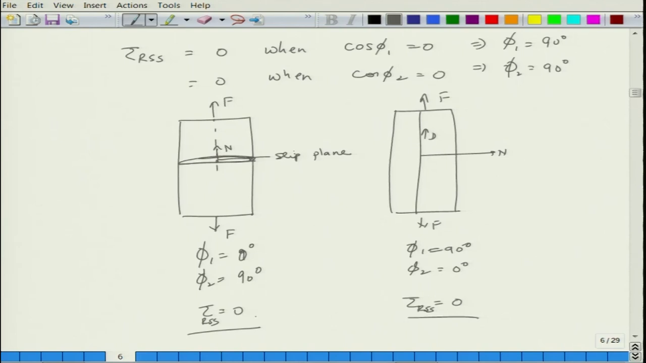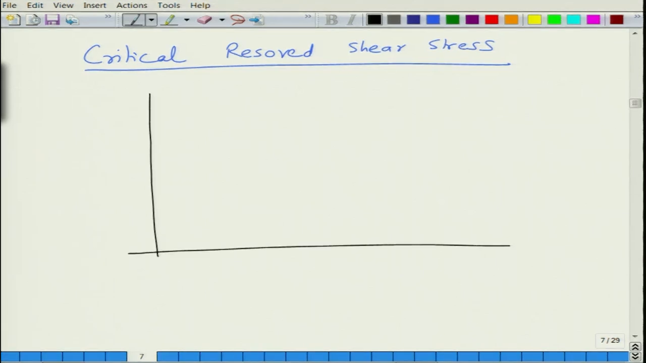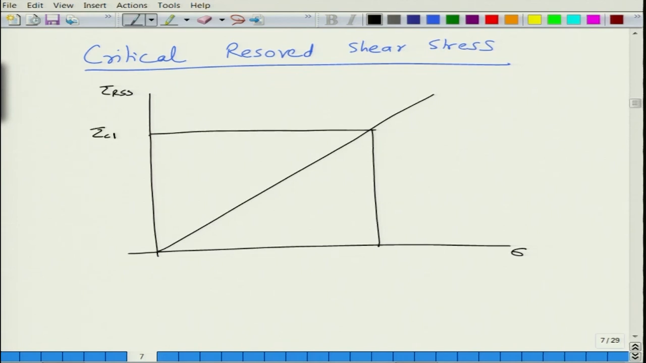But you can do calculations otherwise, and what you can see is that this resolved shear stress gives rise to a concept that we call critical resolved shear stress. Basically what it means is that if you plot tau RSS as a function of sigma, and sigma keeps increasing, deformation will occur only when the resolved shear stress reaches a stress corresponding to the yield stress. So this is tau CRSS.